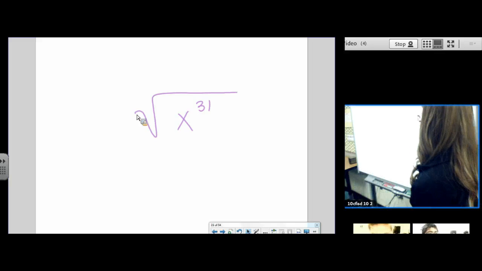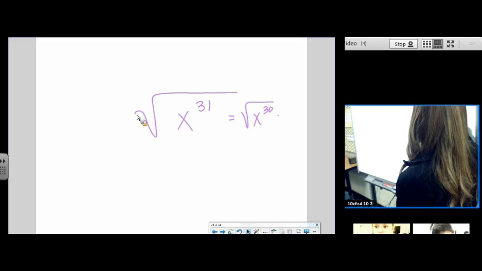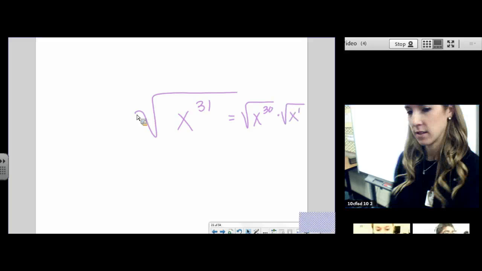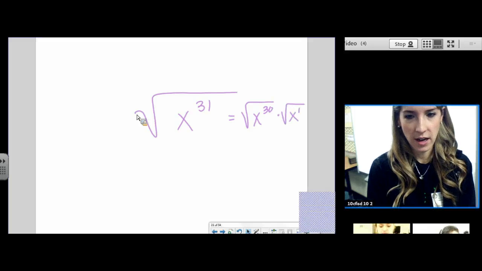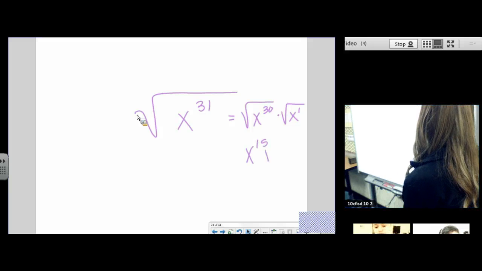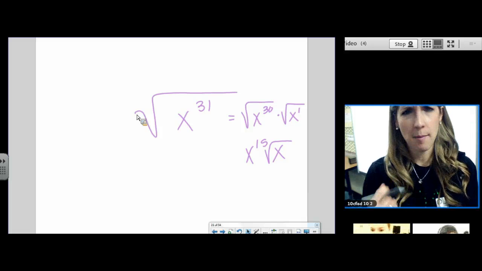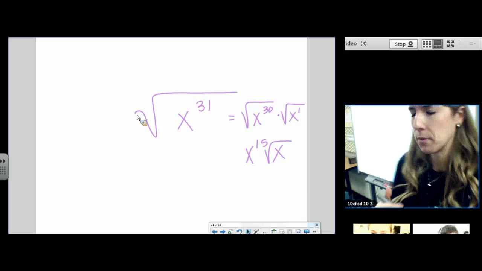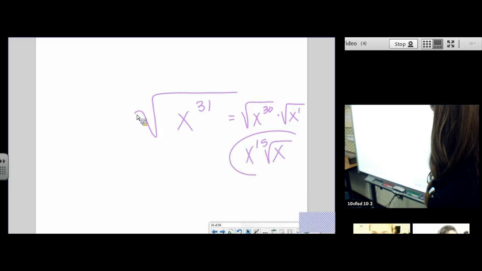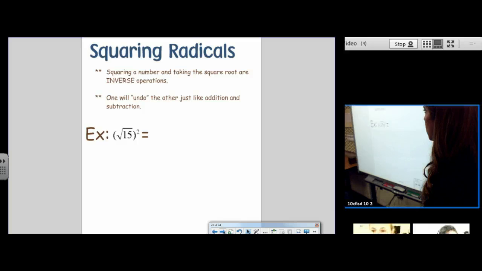So I would rewrite this. x to the 30th times x to the 1. How many pairs are there? Divided by 2. So that's x to the 15th times square root of x. You will get into this a lot more in Algebra 2, but we wanted to give you a taste of it right here. Okay, a few more things.